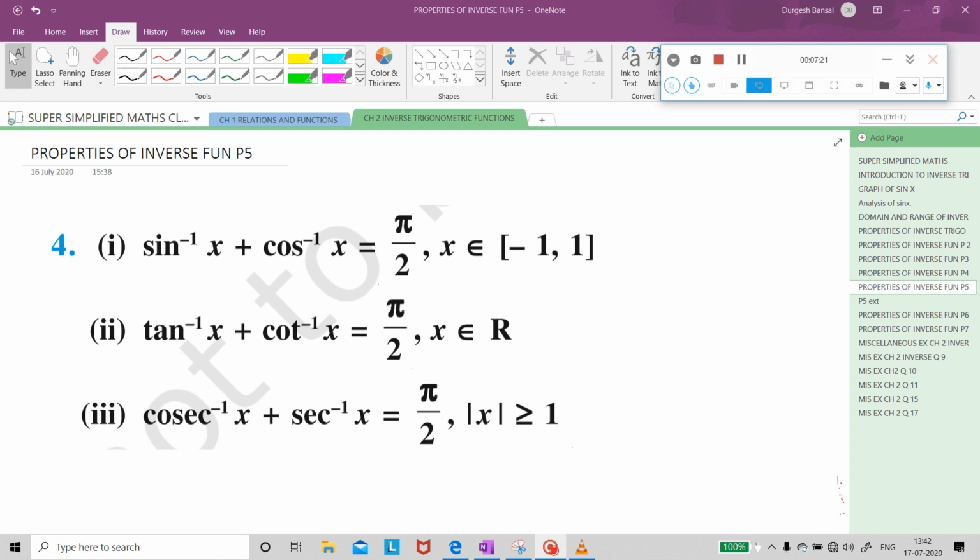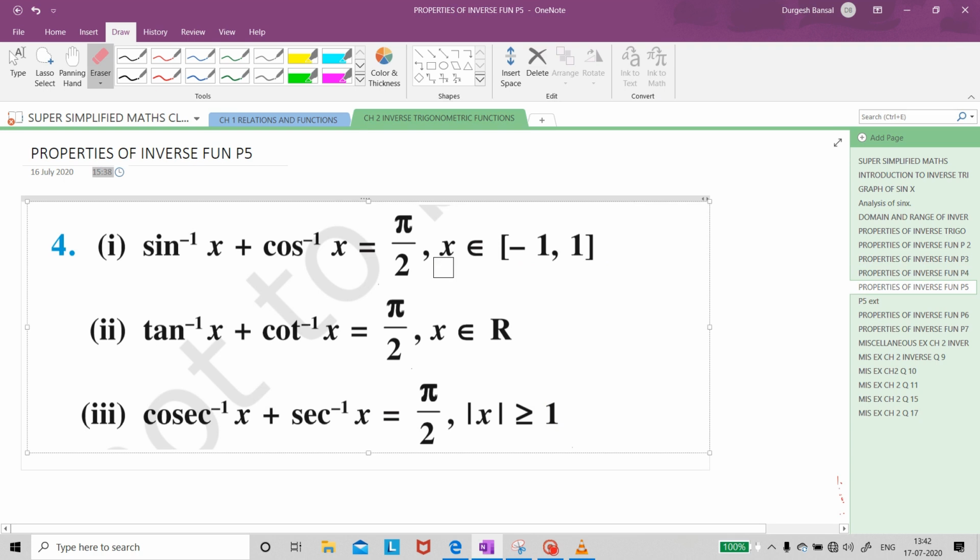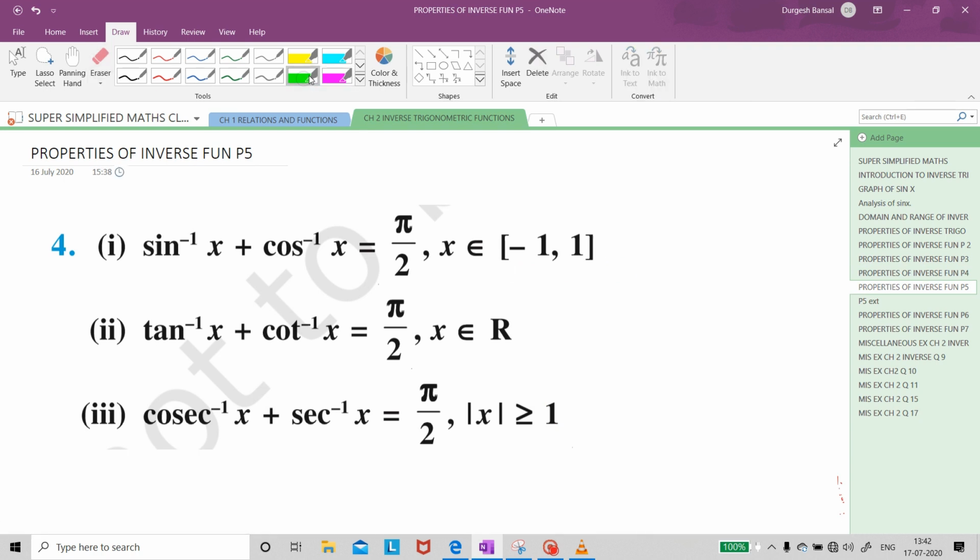So now here you can see that x is again belonging to the domain of the sine inverse function and cos inverse function, because the domain of both sine inverse and cos inverse is the closed interval minus 1 to 1. Therefore we have to understand why this has been given. In almost all the questions of inverse trigonometric functions, you should be well versed in their domains.